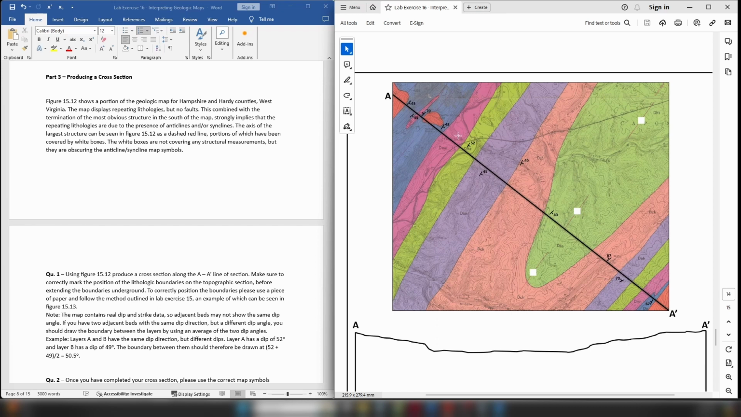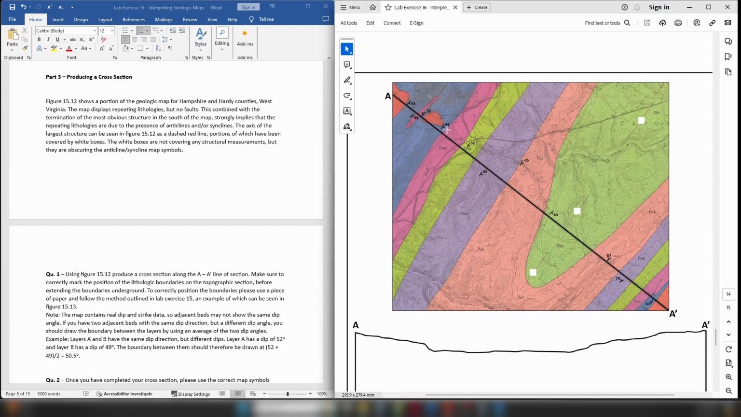In the case of this layer, this kind of neon green layer here, you can see you have a dip of 52 degrees, once again towards the southeast. So when you draw this pink layer, this lower boundary, you are going to be drawing at 48 degrees, and this upper boundary is going to be drawn at 52 degrees. All right, no averaging in this case.